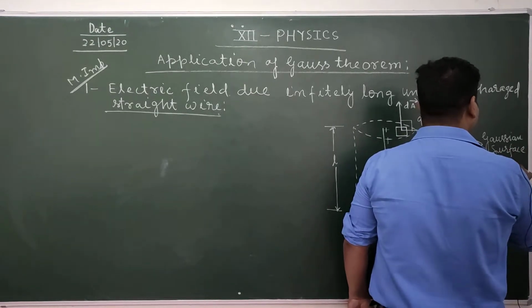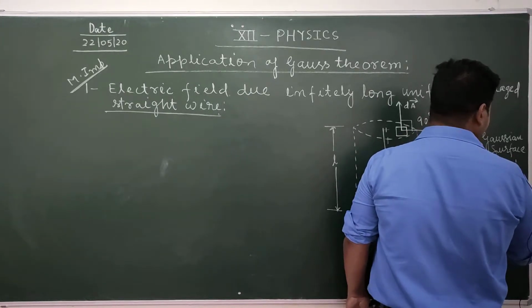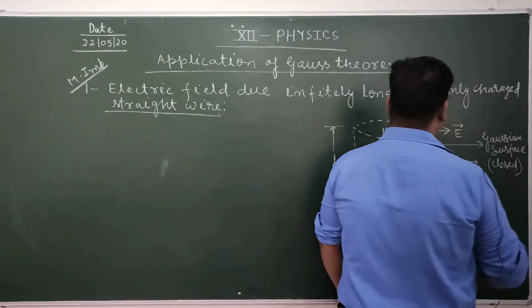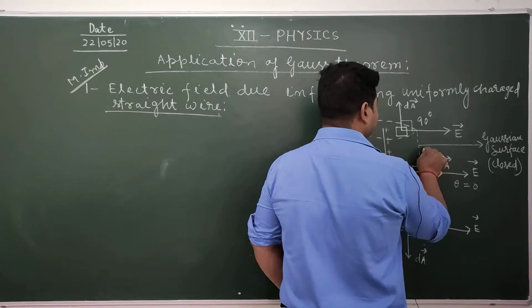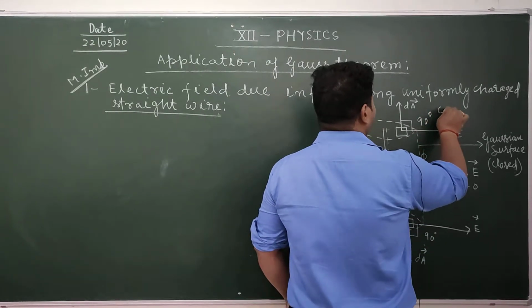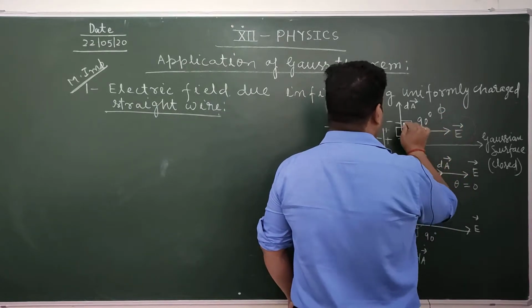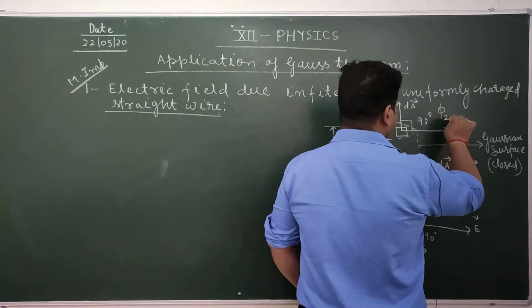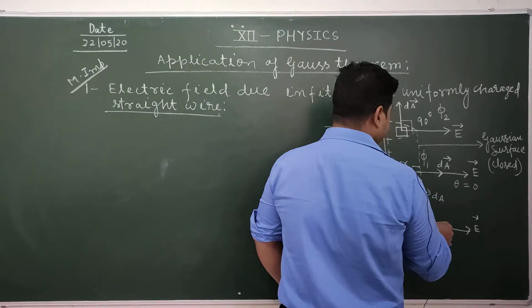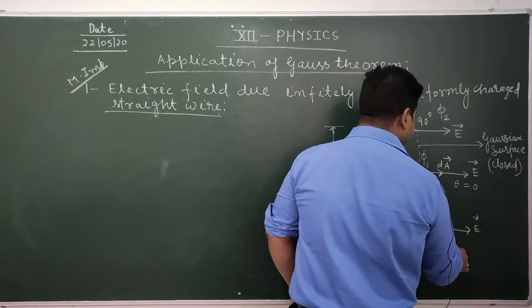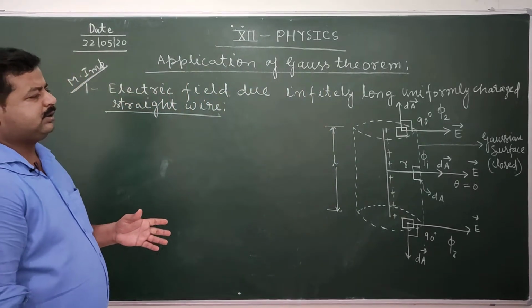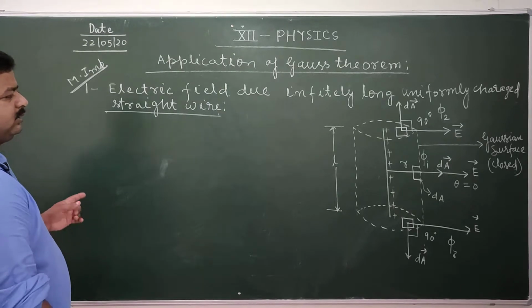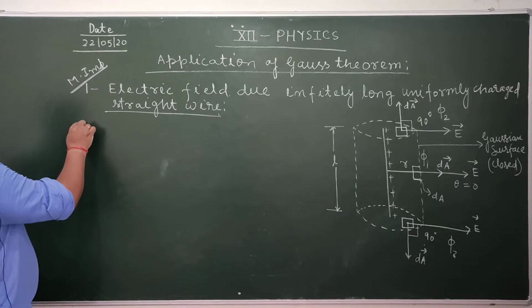And the Gaussian surface here is the closed surface. Let us assume that the flux from the curved surface is phi 1, from the circular part at the top is phi 2, and from the circular part at the bottom is phi 3. Here, first of all, we calculate the net flux from the Gaussian surface or closed surface.